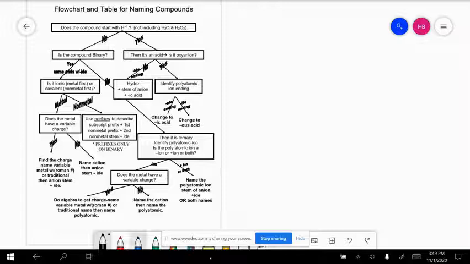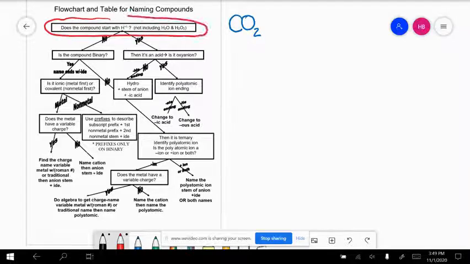I'll start with one that we likely already know. Now you might say to yourself, I already know how to name that. So that's going to be helpful to us because it's going to teach us how to use the flowchart to name covalent compounds.